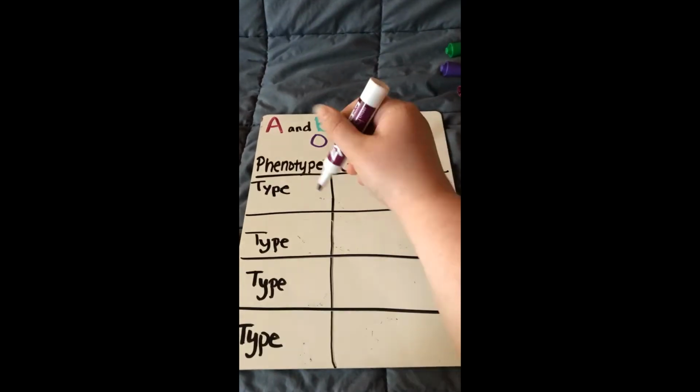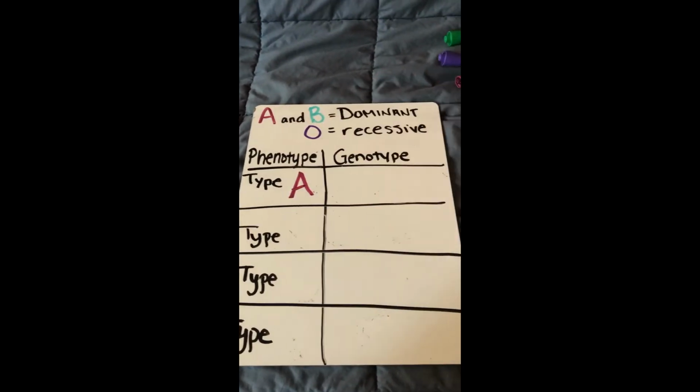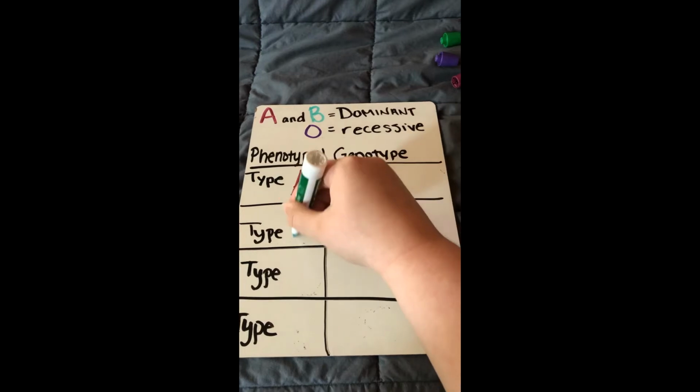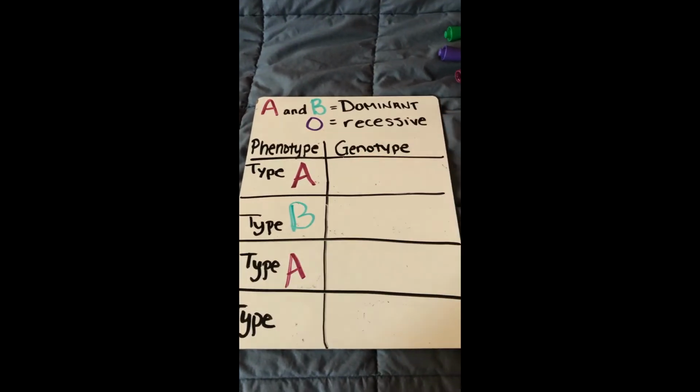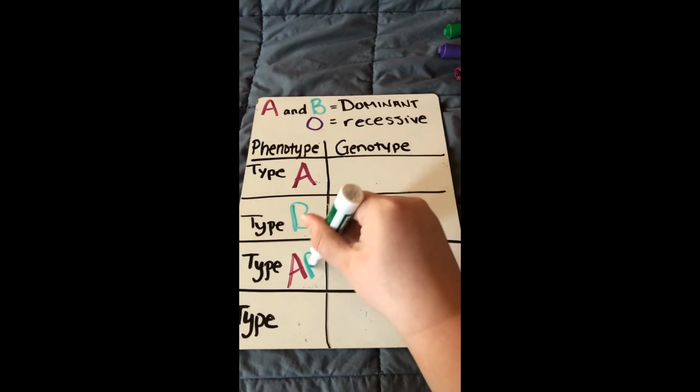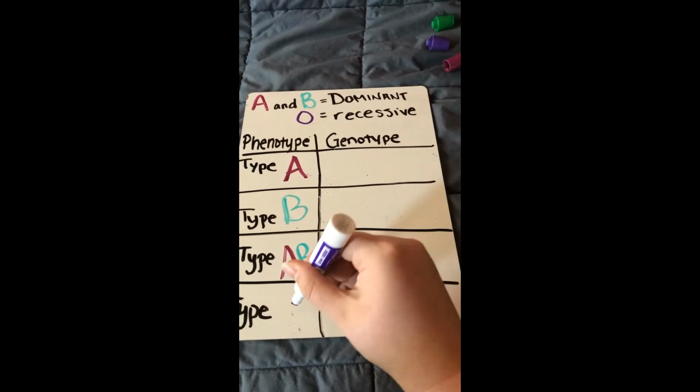You have type A, you can have type B, you can have type AB, and you can have type O.